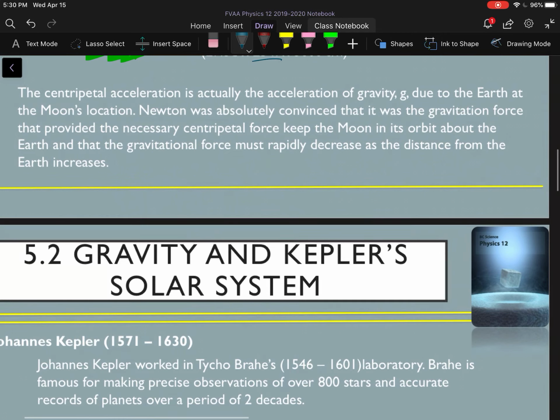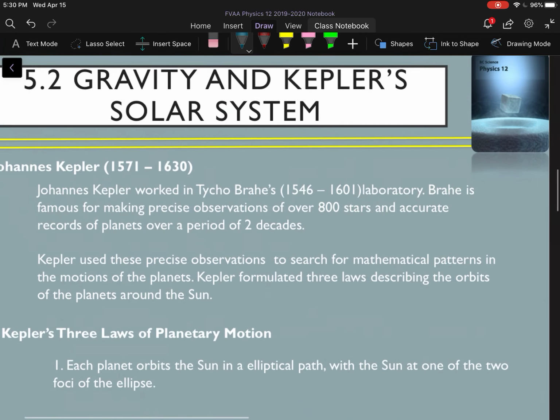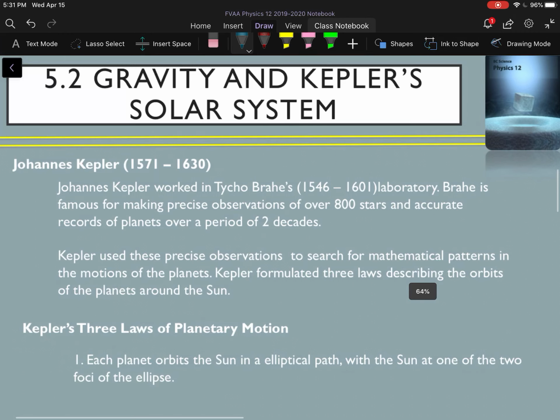And this also helped him realize that the gravitational force of the Earth must rapidly decrease as the distance from the Earth increases. Okay? And we know that's true based on Newton's formula for gravity that we talked about in Physics 11.